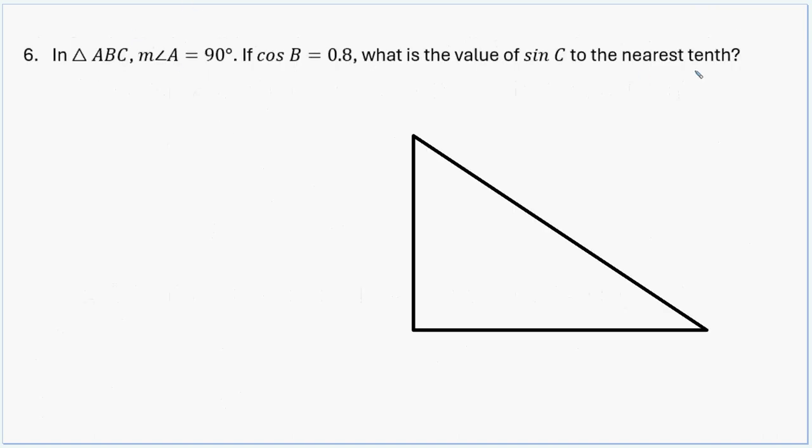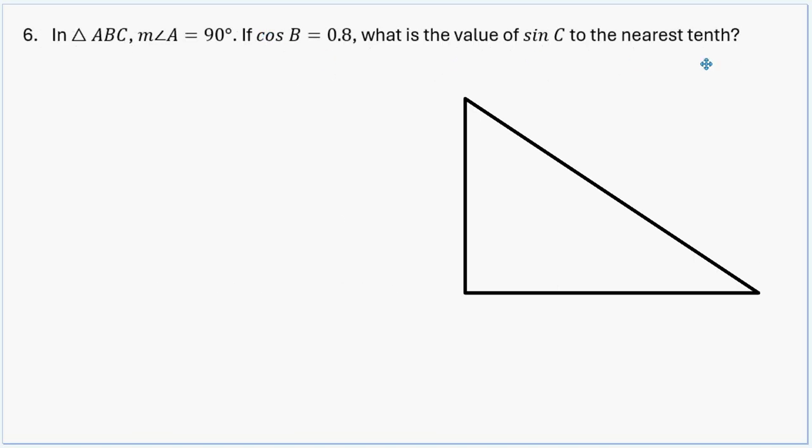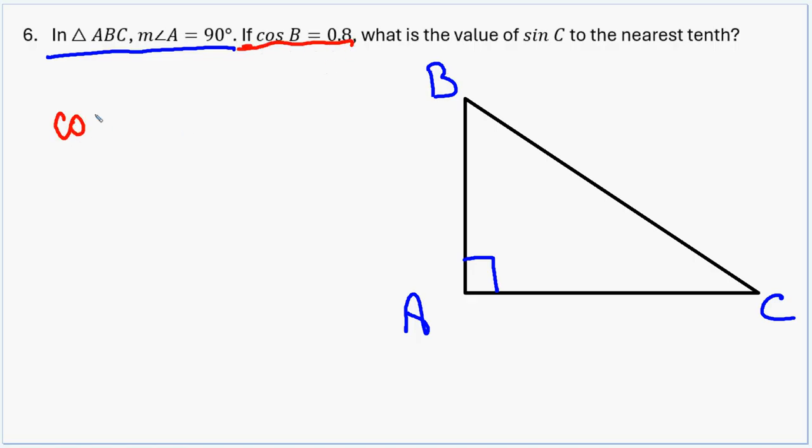All right, number 6. This one can be tricky. We just got to make sure we read the problem maybe a few times to see what's going on. Triangle ABC. A is the 90-degree angle. So I'm just going to call this B and this C. Now here it says cos of B is 0.8. Cos of B is 0.8. Well, they kind of handed this to us on a silver platter.